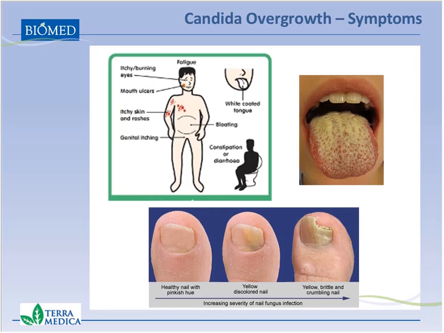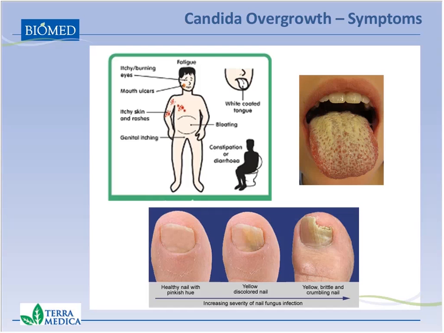So fatigue, itching, burning eyes, mouth ulcers, dry itchy skin or rashes, genital itching, bloating, white coated tongue, and you can see in the image here that this would be what you may see. I always ask all my patients to stick their tongue out so I can take a look and see if there is this type of coating on their tongue. And then also constipation and diarrhea, which we already mentioned.